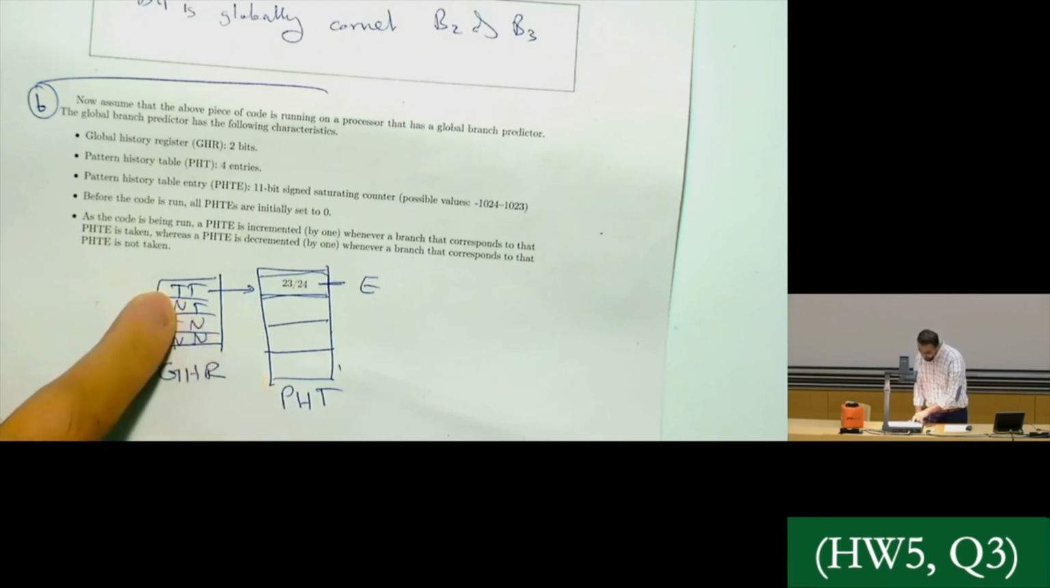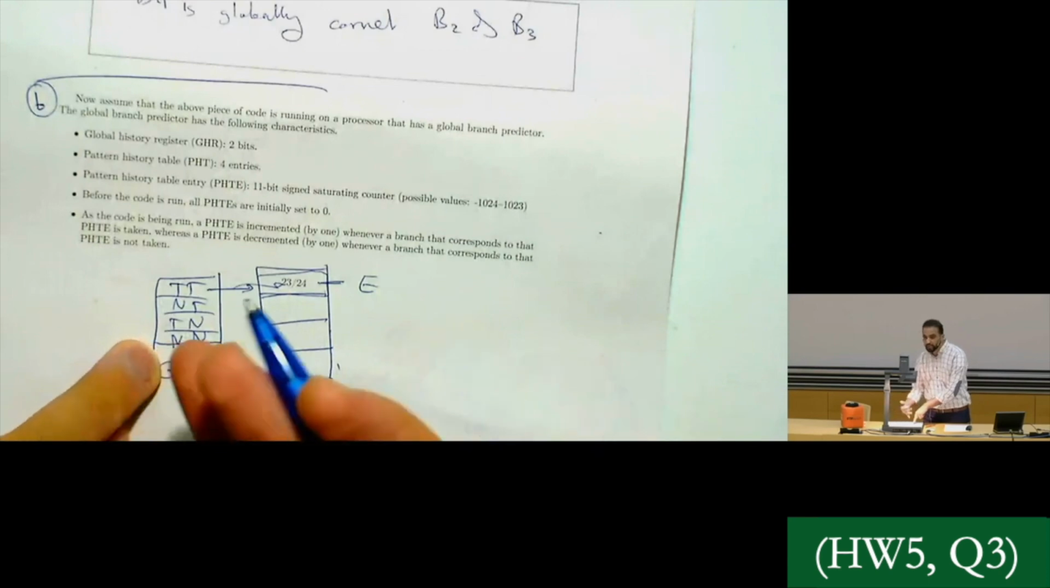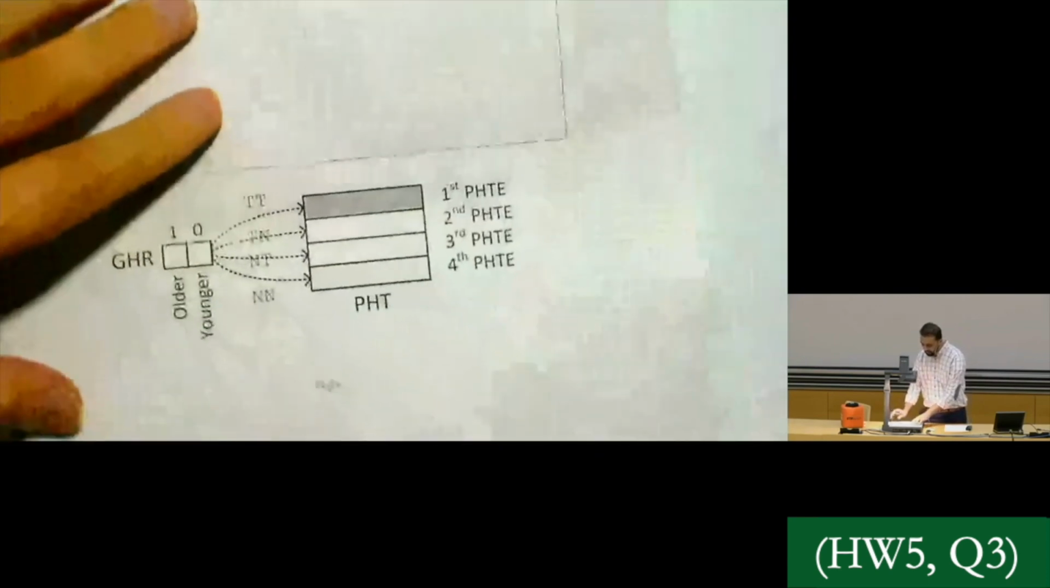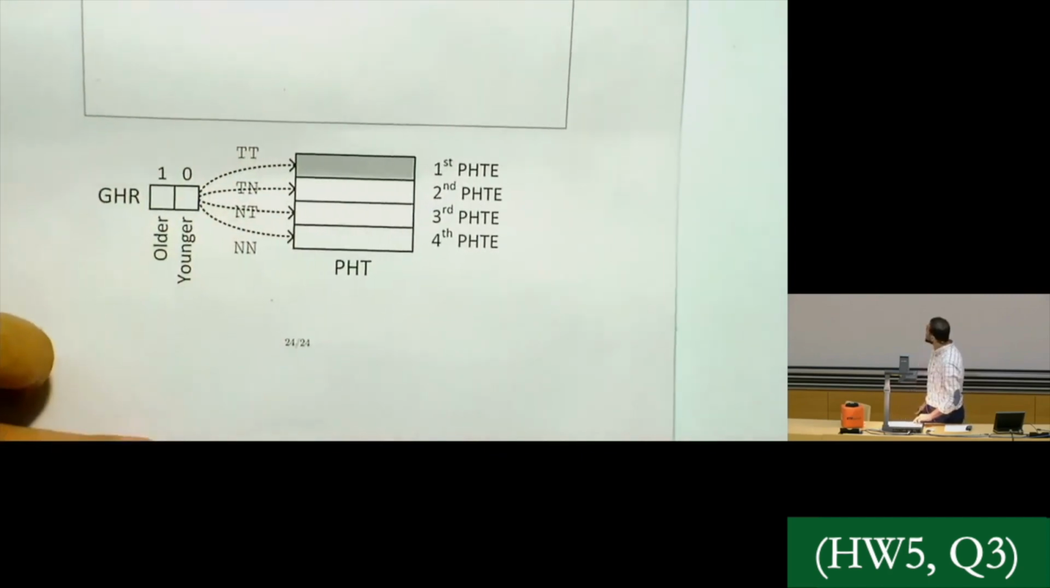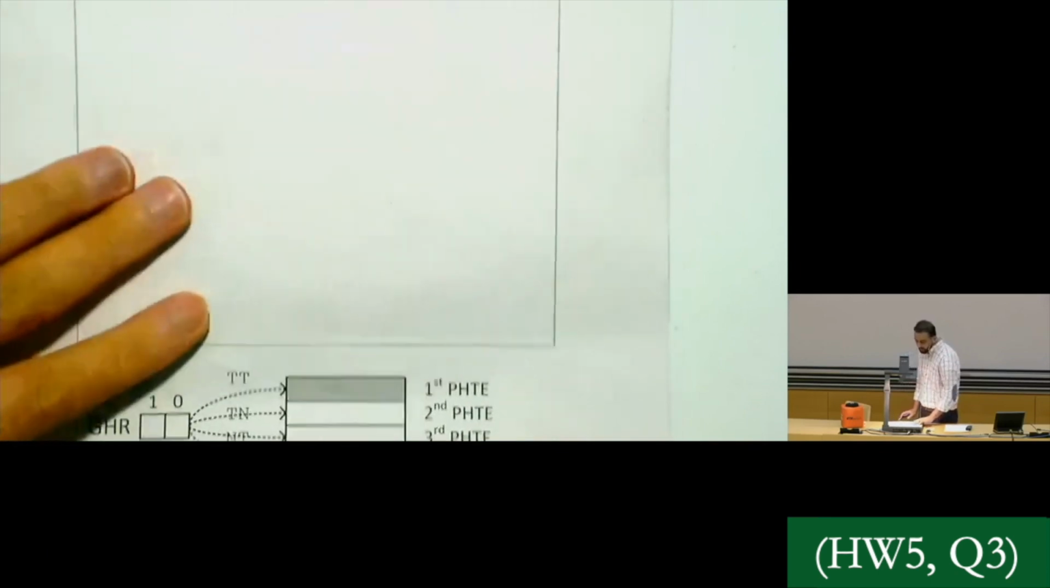And whenever I'm hitting one of those entries in the global history register, I'm going to update this value. If it is taken, I'm incrementing by 1. If it is not taken, I'm decrementing by 1. This diagram is given on the other page, which is here. Okay.